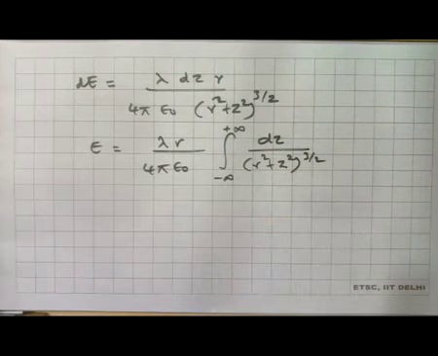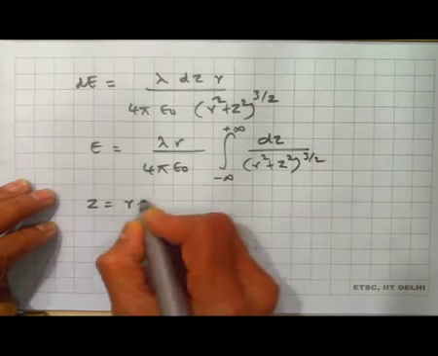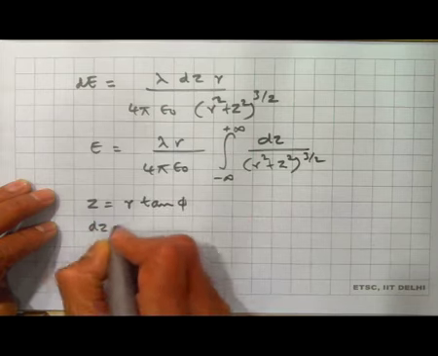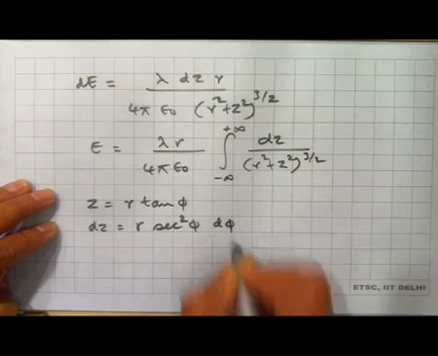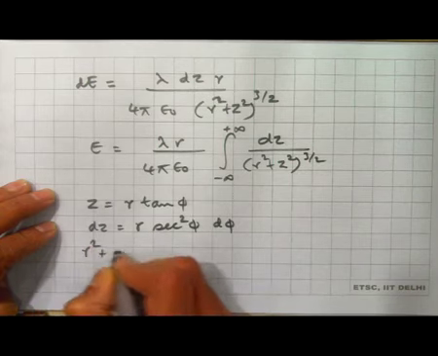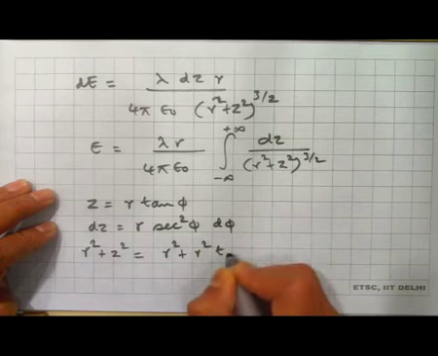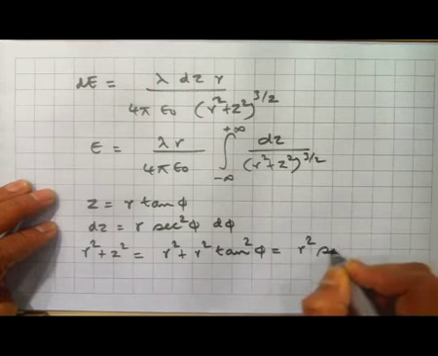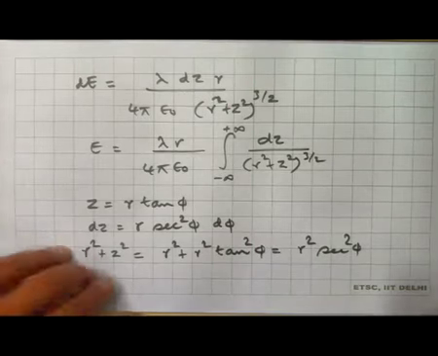Now, that is a very standard integral. So, all I have to do is a small change of variables. So, I write z is equal to r tan phi. So, dz will be equal to r secant square phi d phi, and r square plus z square will be equal to r square plus r square tan square phi, which is equal to r square secant square phi. So, E becomes, I can write an expression for E.